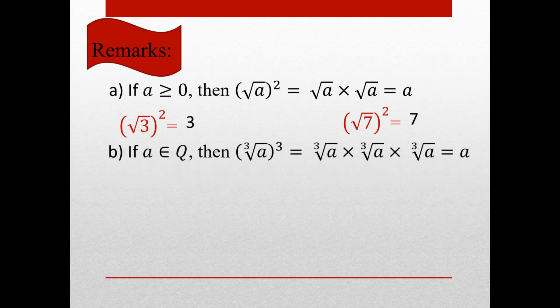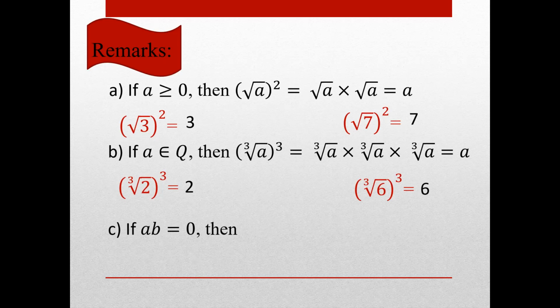If a belongs to the rational numbers, then cube root of a to the power 3 equals cube root of a times cube root of a times cube root of a, which equals a. In general, we can say that the power 3 can cancel the cube root, so here the power 3 cancels the cube root, and the result will be 2. Here, cube root of 6, all to the power 3, the power 3 cancels the cube root, and the result is going to be 6.